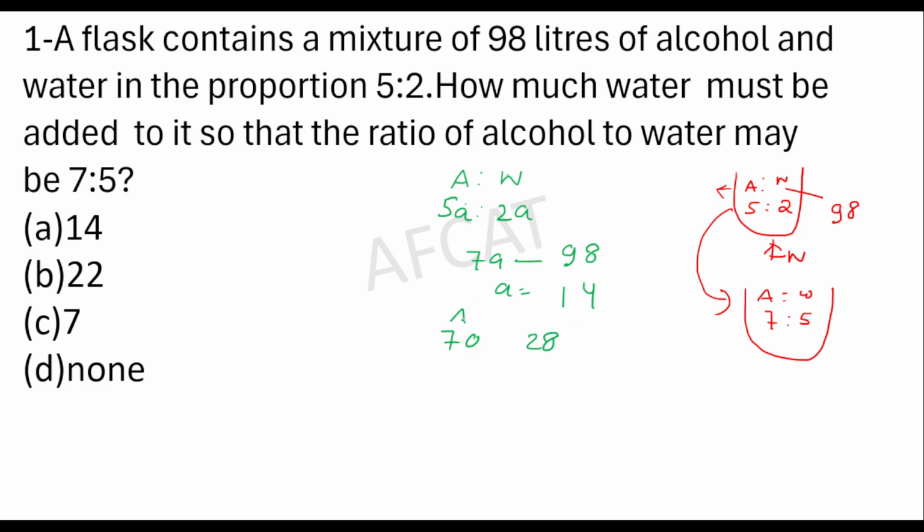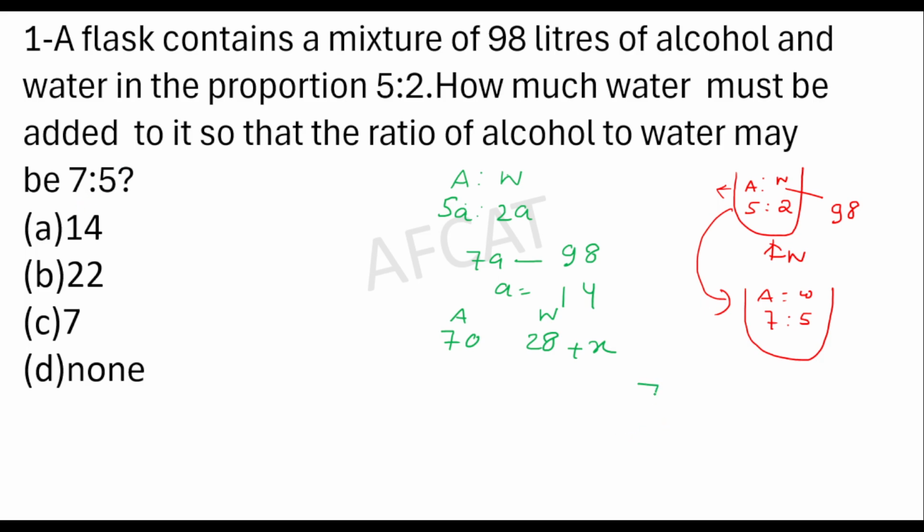How much alcohol is there? 70 liters, and water is 28 liters. Now what was the question? The question was that you have added water. So let's suppose you have added water here. Then the ratio of alcohol to water may be this much.